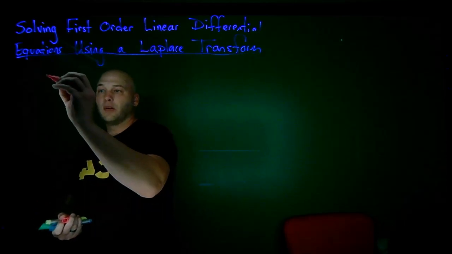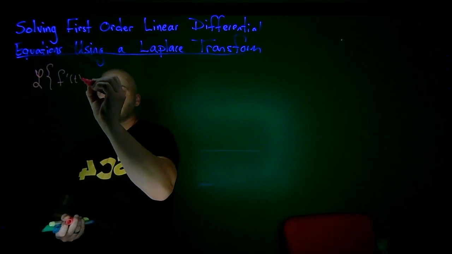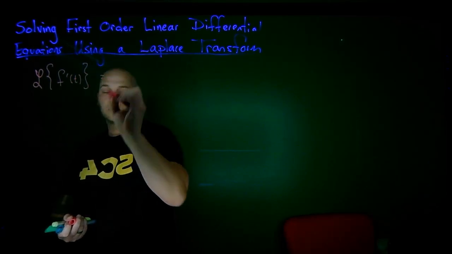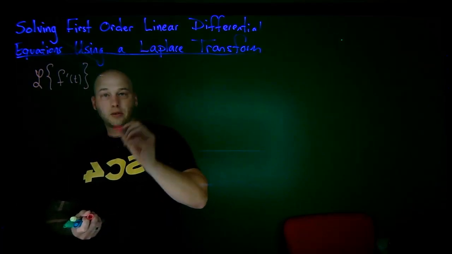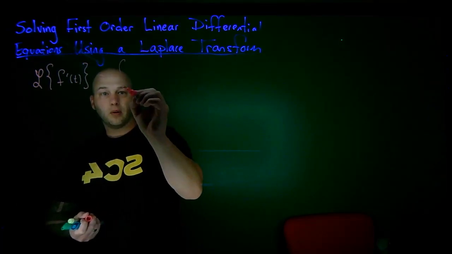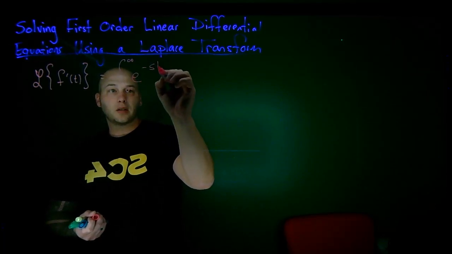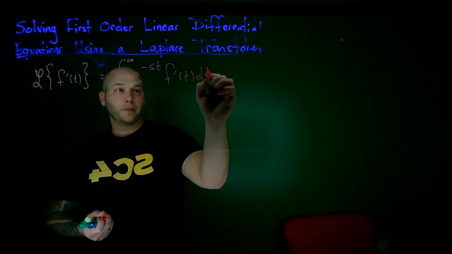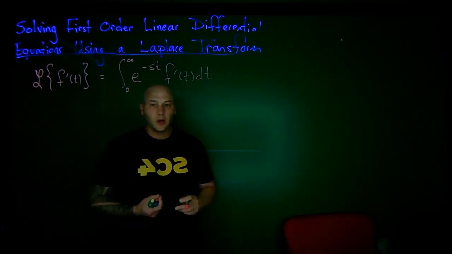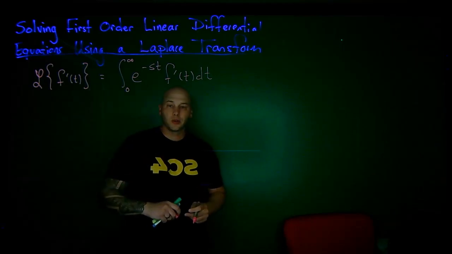Now, the first thing I want to take a look at is when I take the Laplace transform of a derivative. So if I take the Laplace transform of a derivative, what do I get? Well, the definition of the Laplace transform is the improper integral from 0 to infinity of e to the negative st, and then the function that I'm taking the transform of, dt. Okay, so this is the definition of the Laplace transform, and it's just applied to the first derivative.